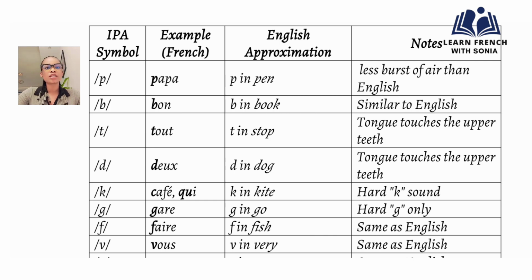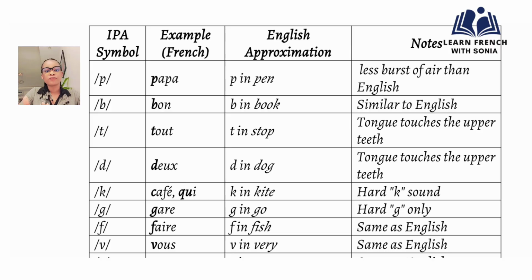We have the next one, which is K, K as in cafe. Our example says key, K in kite. Then the next one, which is G. Our example in French says gare, and the English approximation says G as in go.